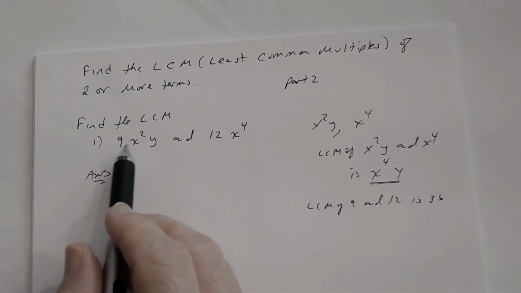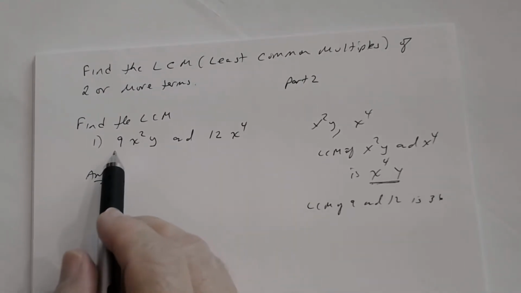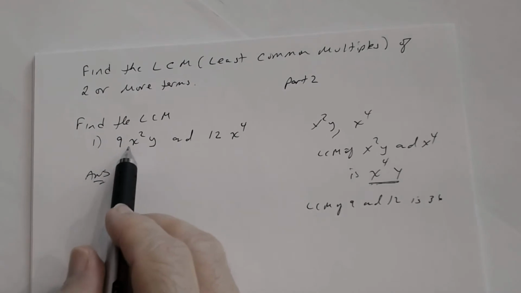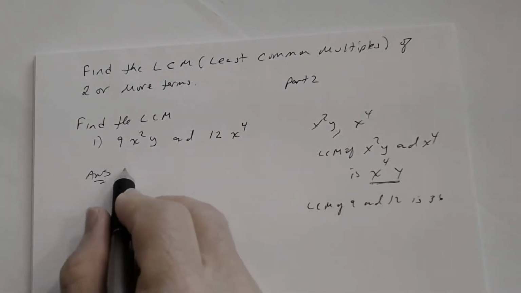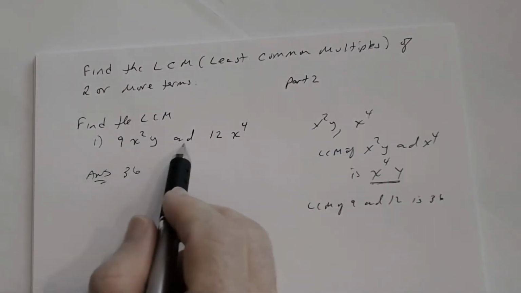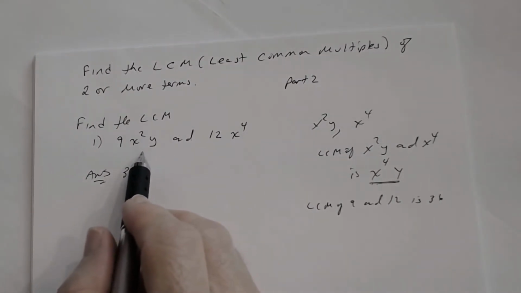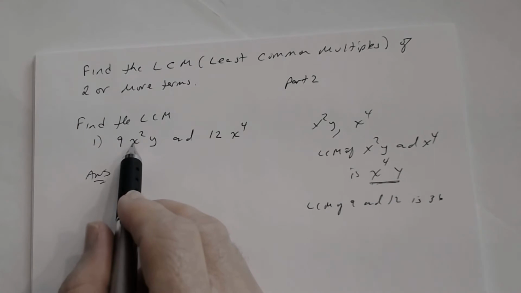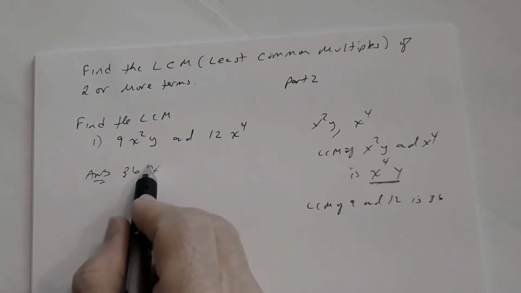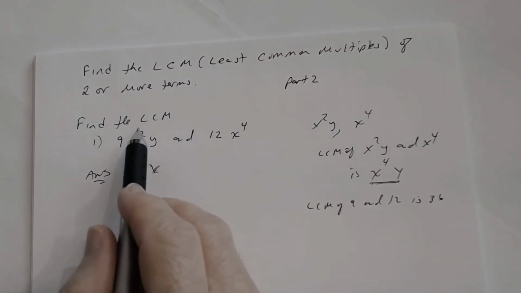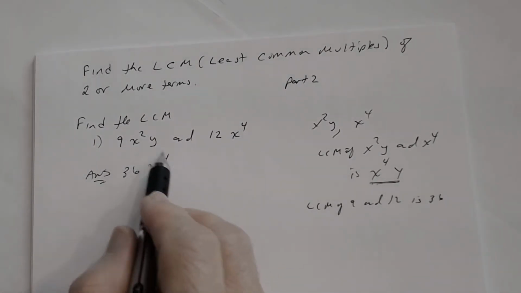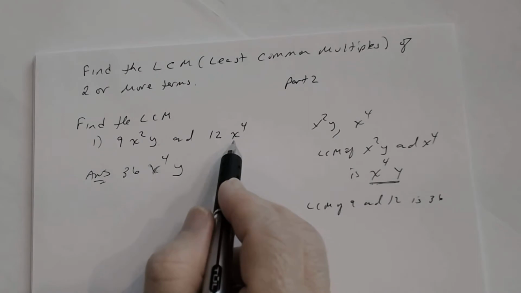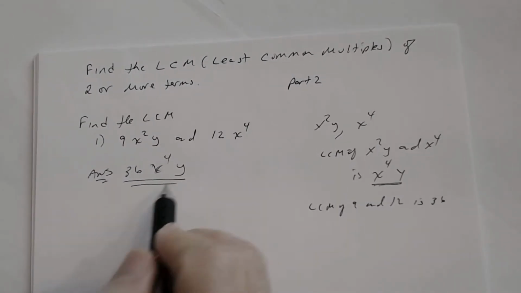You look at your coefficients first. The smallest number that 9 and 12 go into evenly is 36. Now we're going to do the variables. Let's put it in alphabetical order. So I need an x. Question is, how many do I need? Based on our discussion, I have 2 factors here, 4 factors here. I need 4. For y's, I have 1 factor here, 0 here. I need 1. So there's your answer.